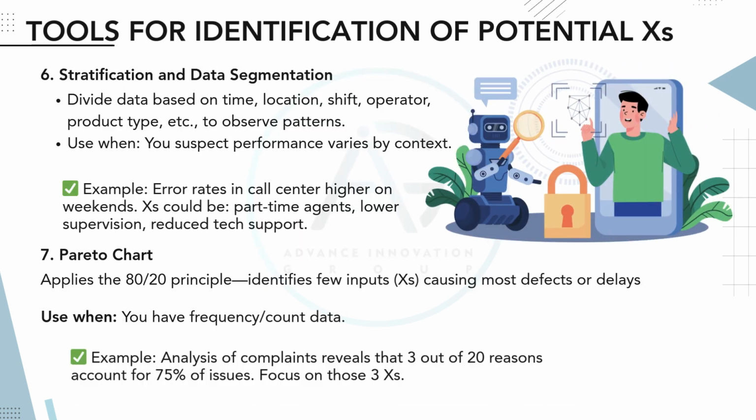6. Stratification and data segmentation. Stratification and data segmentation means dividing data by categories such as time, location, shift, operator, or product type. This helps us observe patterns and differences in performance based on context. We use this method when we suspect that performance varies in different situations or groups. For example, in a call center, error rates might be higher on weekends. Possible causes could be part-time agents working, lower supervision, or reduced technical support.